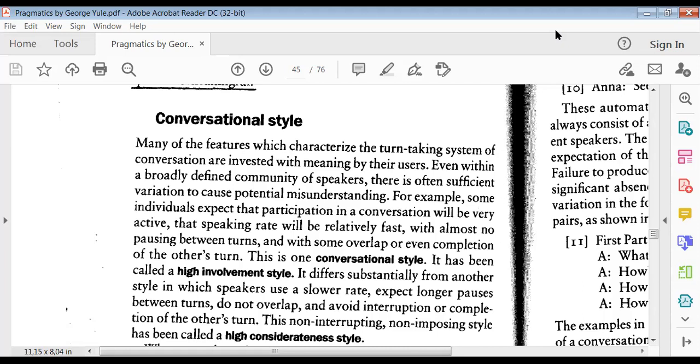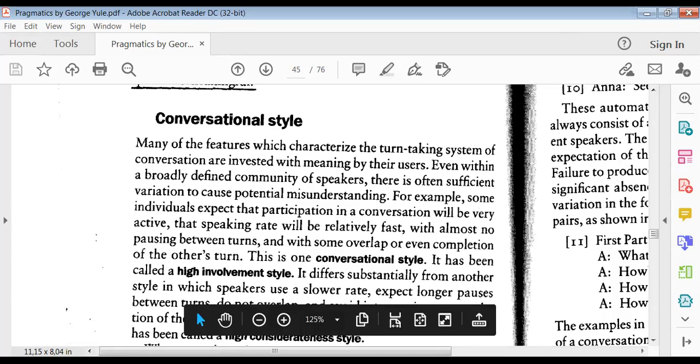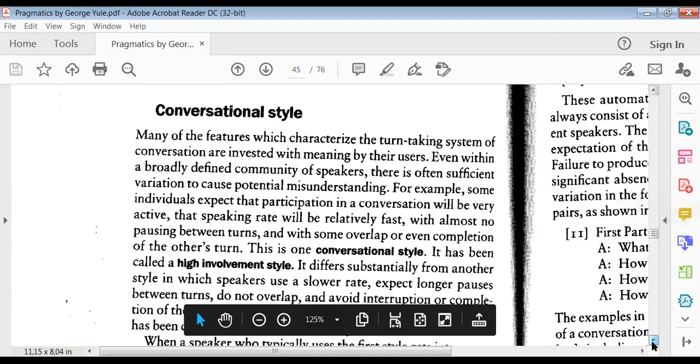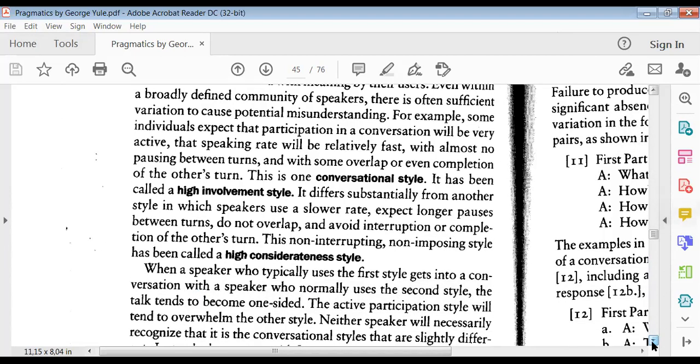So in many social groups, people speak very fast and they allow overlapping, and it could happen that one speaker takes the other person's turn. Now, this type of conversational style is called high involvement style.